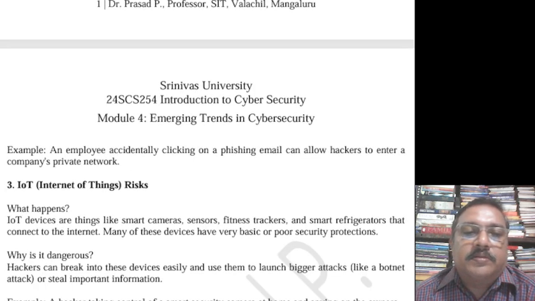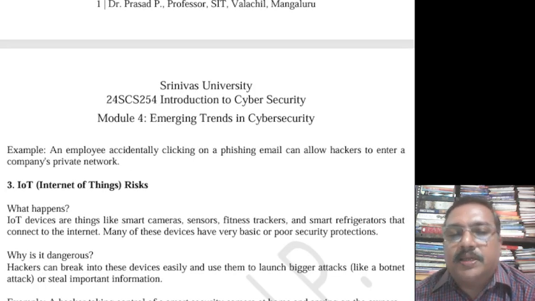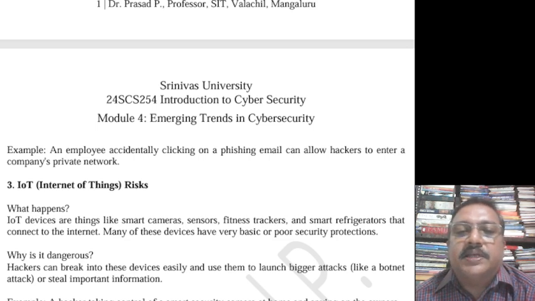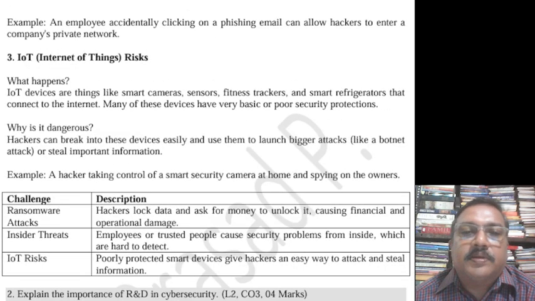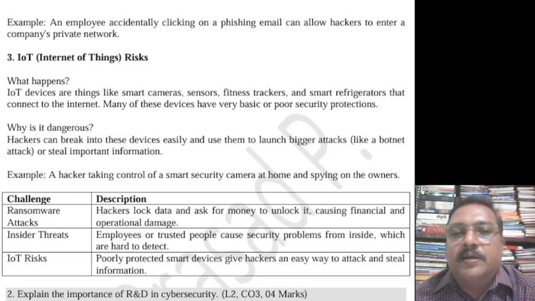Okay. An example is given: an employee accidentally clicks a phishing email and allows the hackers to enter a company's private network. It's just an example for the insider threat. The person has not done it intentionally, but by mistake it happened, and maybe he may not even know that he has made that mistake. Okay, so it is very difficult to identify.